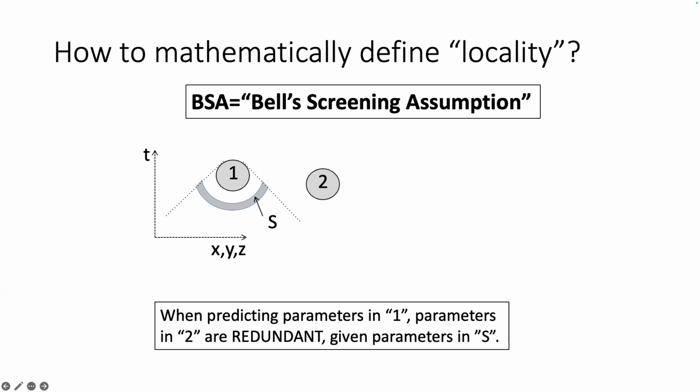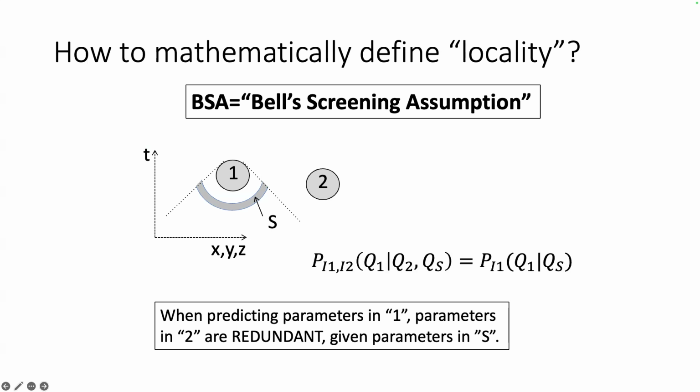So in other words, he said, what a good local model would be is that if my model can predict parameters in region 1, in some region of space-time, anything I learn over here is completely redundant. It shouldn't change my probabilities, given that I already know everything going on in S. It's a conditional, Bell called it shielding or screening off. There are these things called Markov blankets that are a formal way to put this. But the idea here is conditioned on what I know here, learning something over here shouldn't change how I'm thinking about region 1. That's a local model for him.